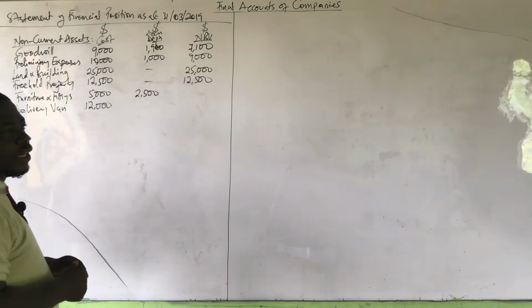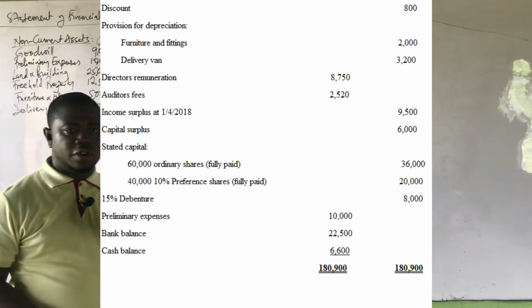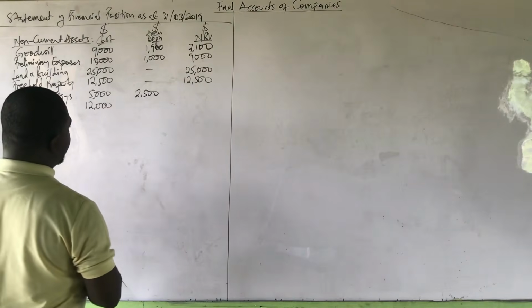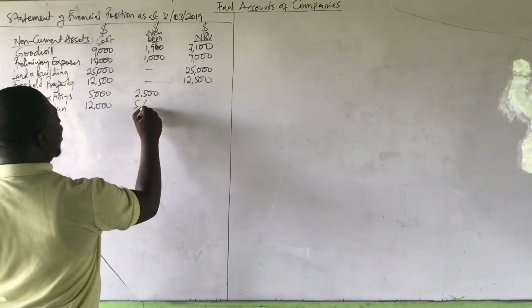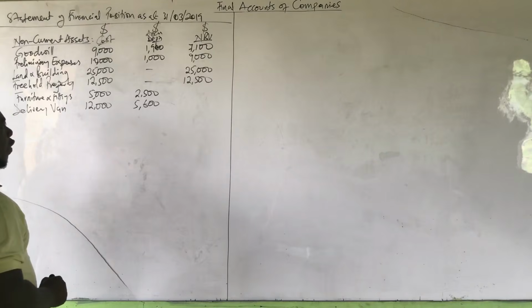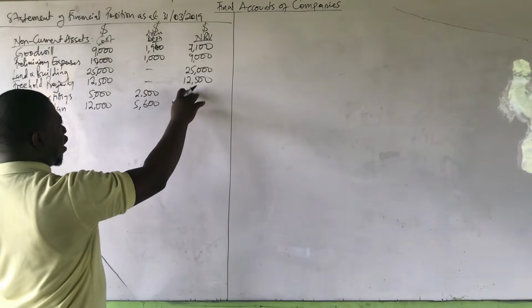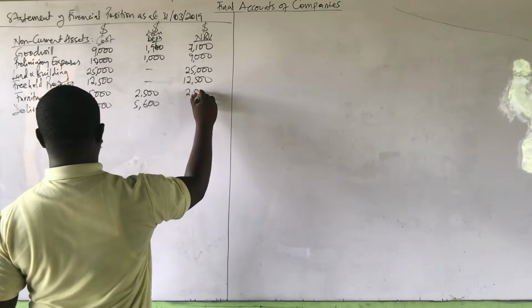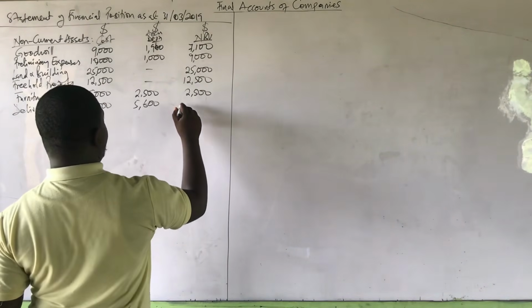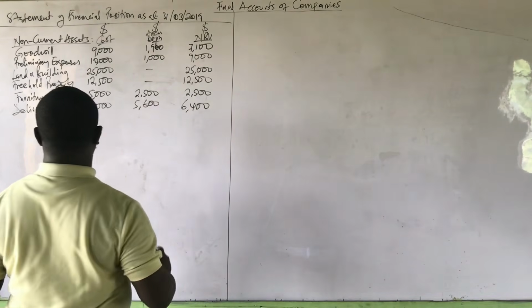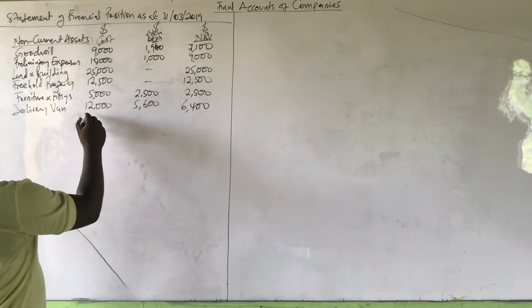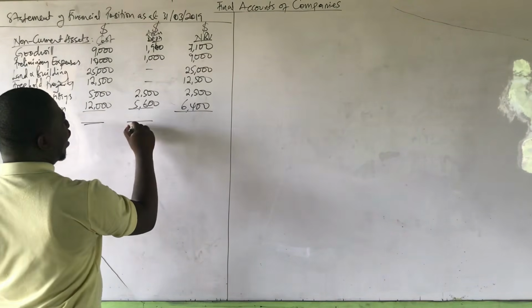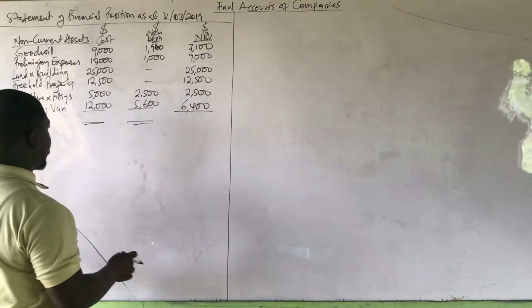And then with the delivery van, there was already an accumulated depreciation of 3,200. And then this year we calculated depreciation of 2,400. When we combine, we have accumulated depreciation of 5,600, and that is going to give us our new net book values for those two assets. So we have 2,500 for furniture and fittings, and then we have 6,400 for the delivery van. So that is how we arrive at each of them. Then we can do the underline and leave the net book value for the other workings to be done with it.